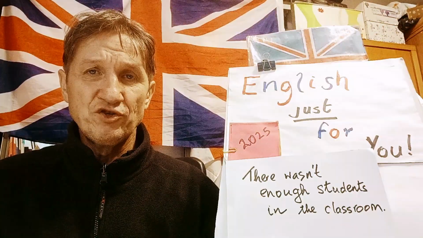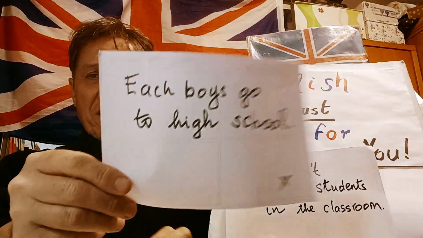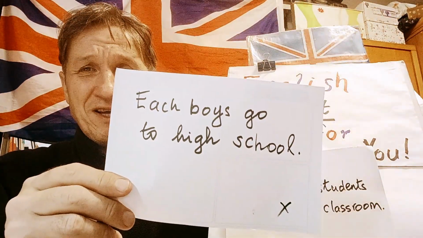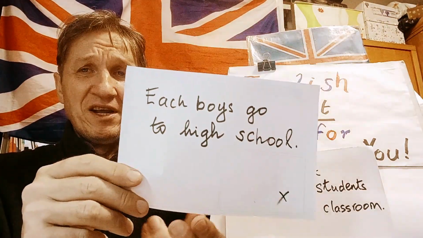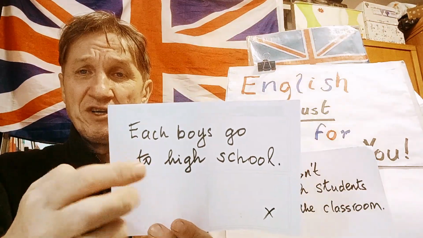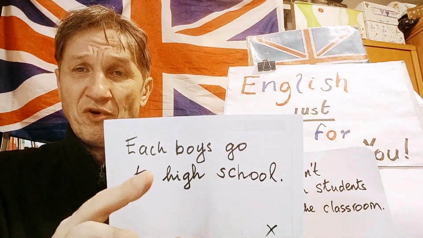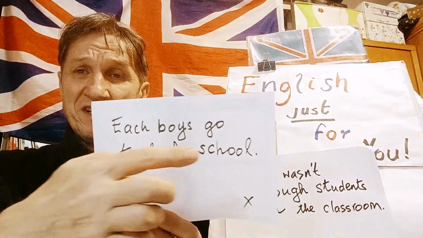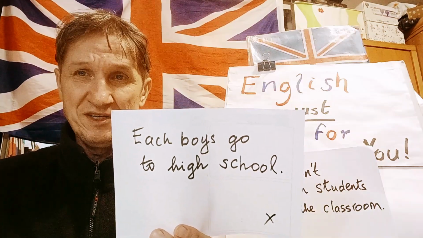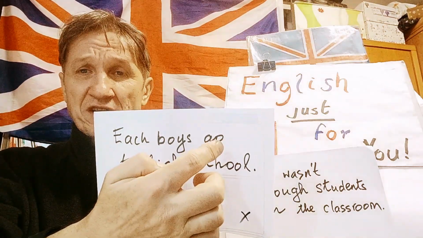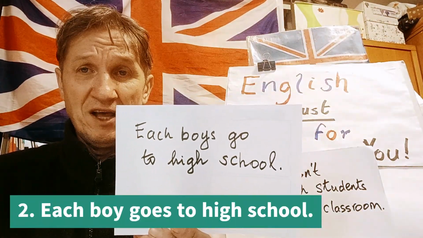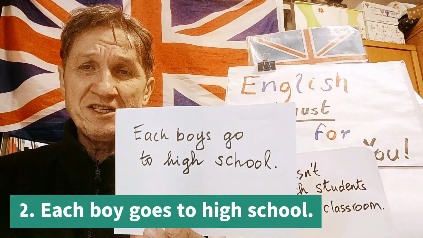We'll now move on to the next one, which is: each boys go to high school. Well, doesn't look right, does it? So the problem is at the beginning with the quantifier each and boys. Well, you can't say each boys. You would have to say each boy if we wanted to keep this construction. And because it's third person, he in this case, from each, we need to change the verb to add es. So each boy goes to high school would be the correct sentence there. That's sentence number 2.